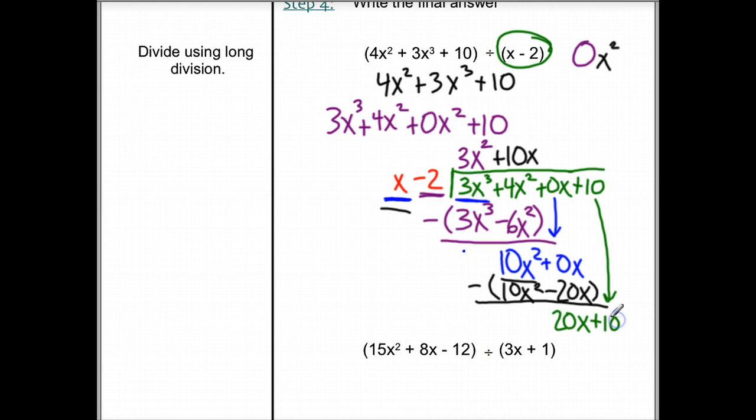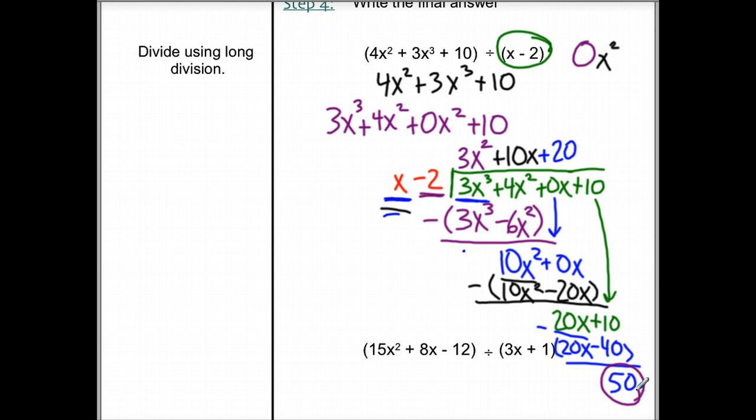We're almost done here. It seems like a lot of work, but we can do it. We see how many times this x can go into 20x. x goes into 20x plus 20 times, because 20 times x is 20x. Then we have to do 20 times negative 2, which is minus 40. When we subtract these, we get an answer of 50. Now we can see that 50 is our remainder when we divide.